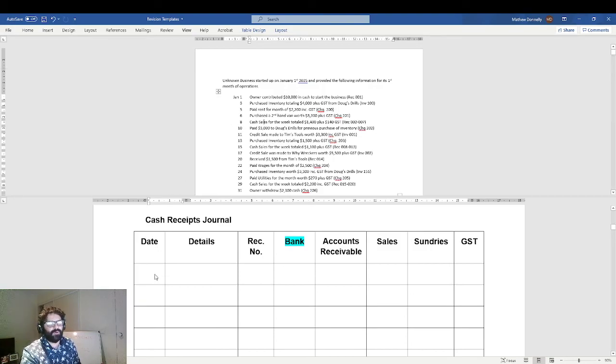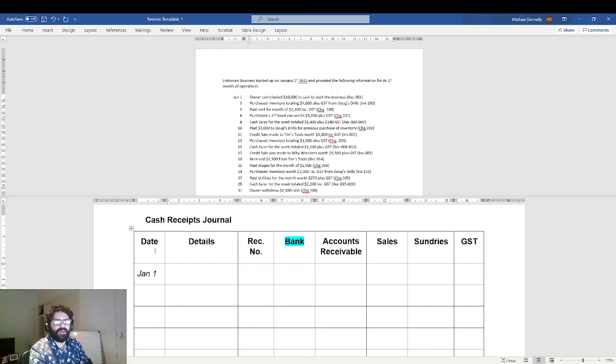Now, quite simply, we just go Jan 1. We look here, we see it's a capital contribution because the owner is taking part of their resources and putting it into the business. And that's not accounts receivable, that's not a sale, and it's not GST, so it needs to be sundries, and we just go 10,000. Now, sundries, we have to add all these up, we see it's 10,000, and that means the subtotal is bank, and that's 10,000.